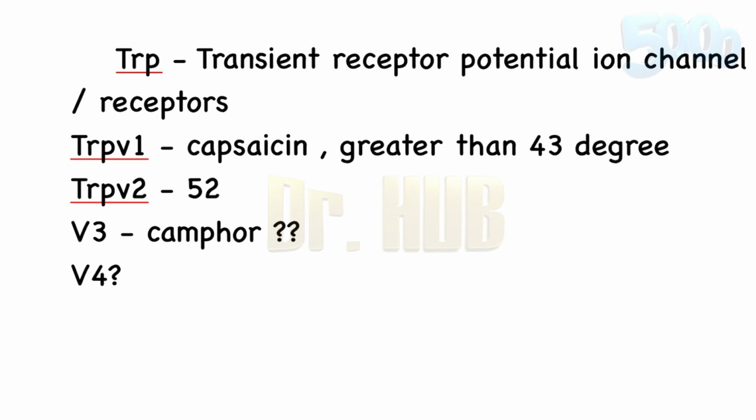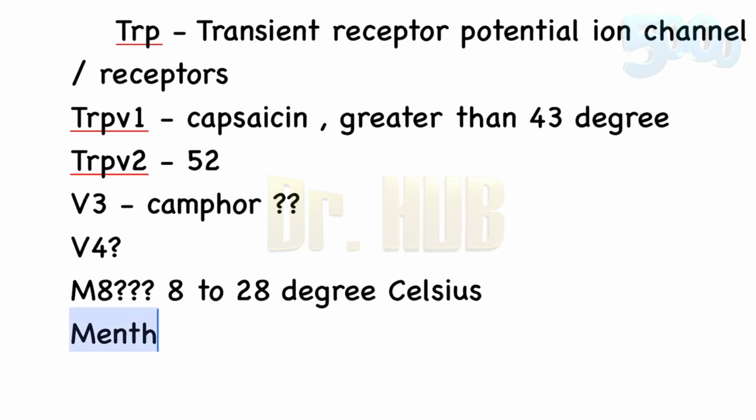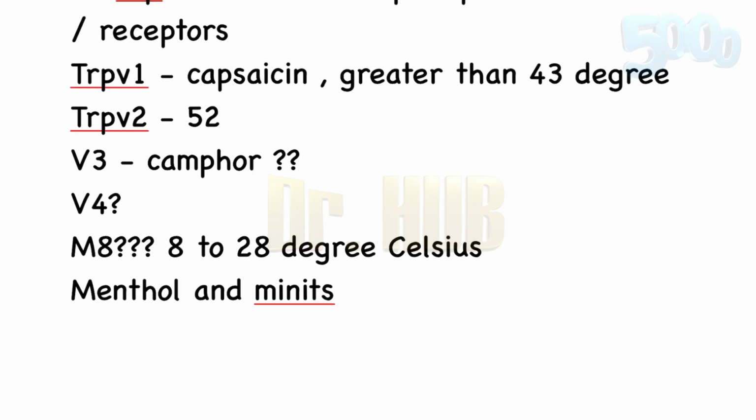Then is the TRPM8. So what is meant by M8? M8 is a temperature around 8 to 28 degrees Celsius. And you have menthol and mints, which fall under this category.